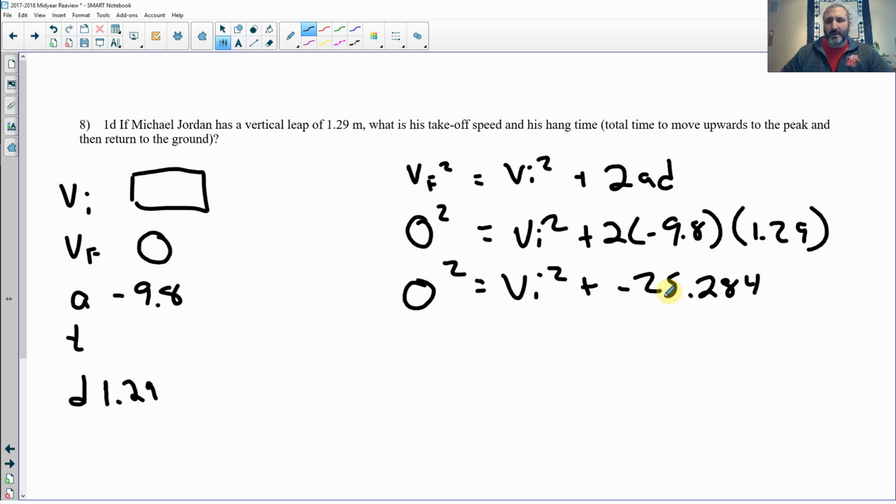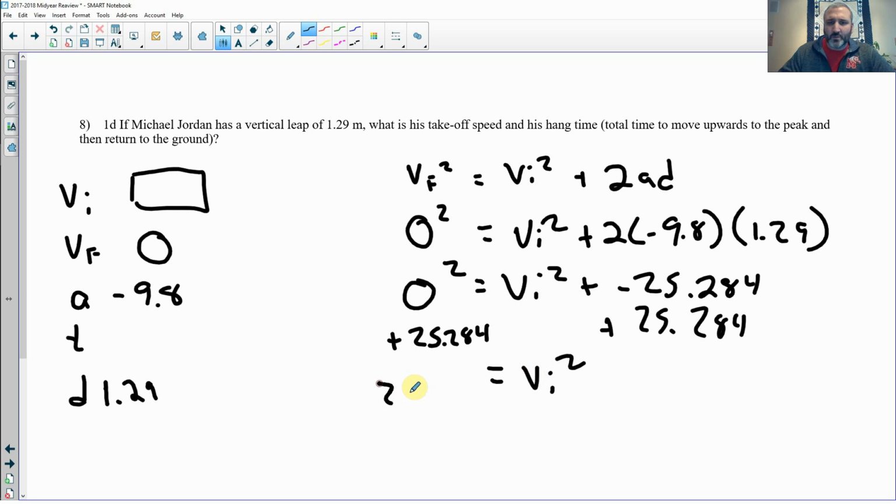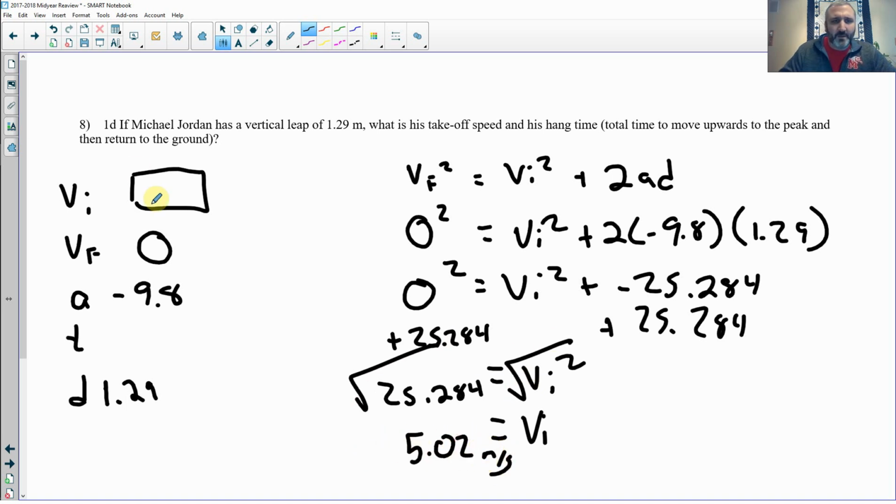25.284. And I don't want this on that side because I want to get VI squared alone. 0 squared is going to be 0 anyway, so we're just going to add 25.284 to both sides. That will leave us with VI squared equals 25.284. And we can take the square root of 25.284, and that would be a VI of 5.02 meters per second.